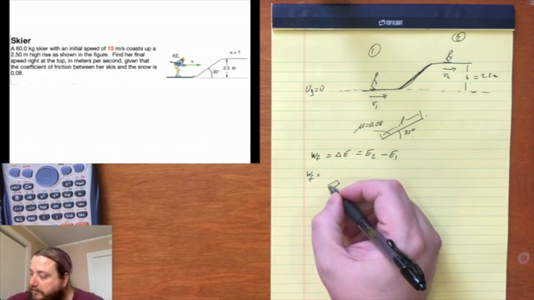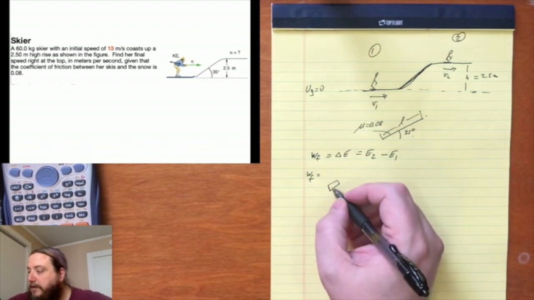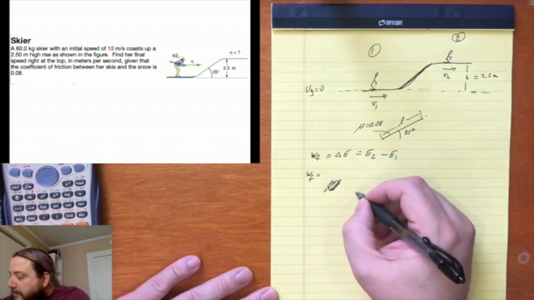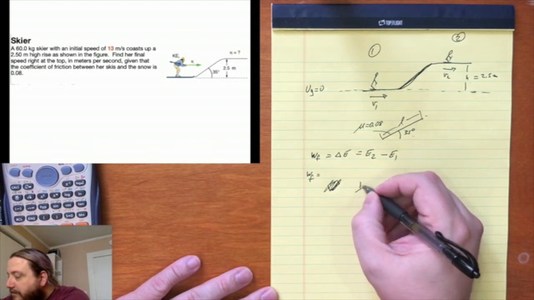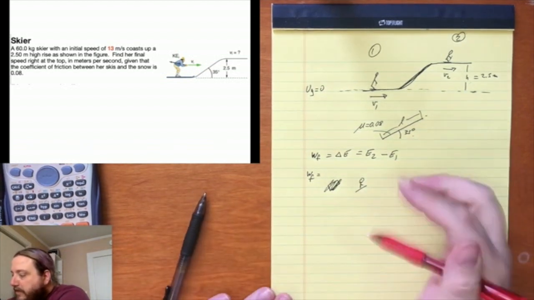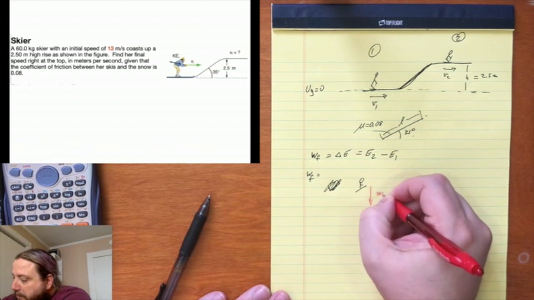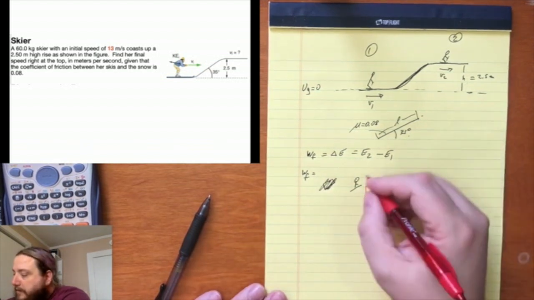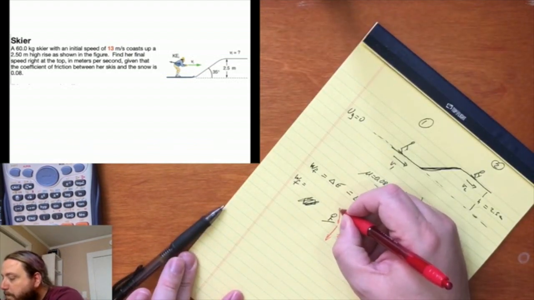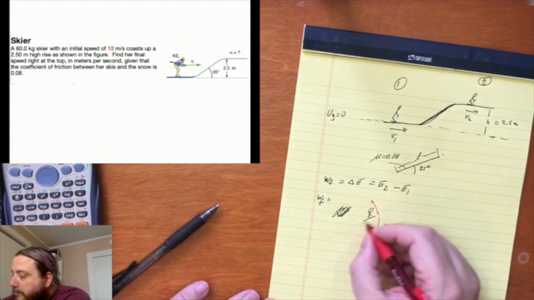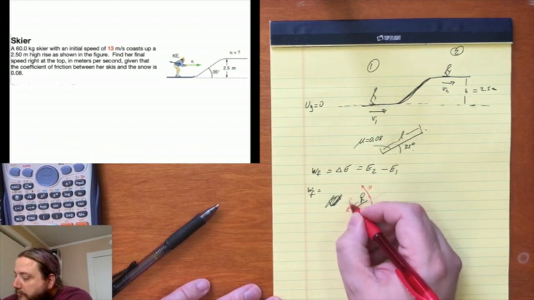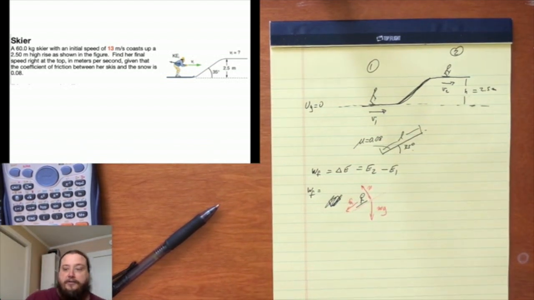If we look at the free body diagram of our skier, there's our skier on the ski slope going upward. This skier has a force mg downward, a normal force which is perpendicular to the slope, and then a friction force which is perpendicular to the normal force.